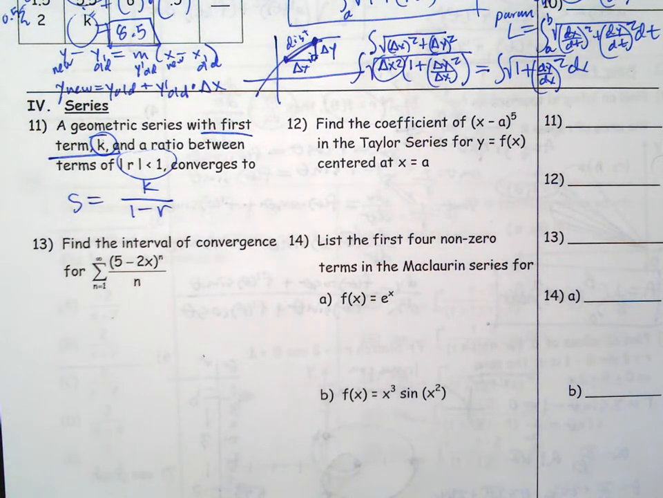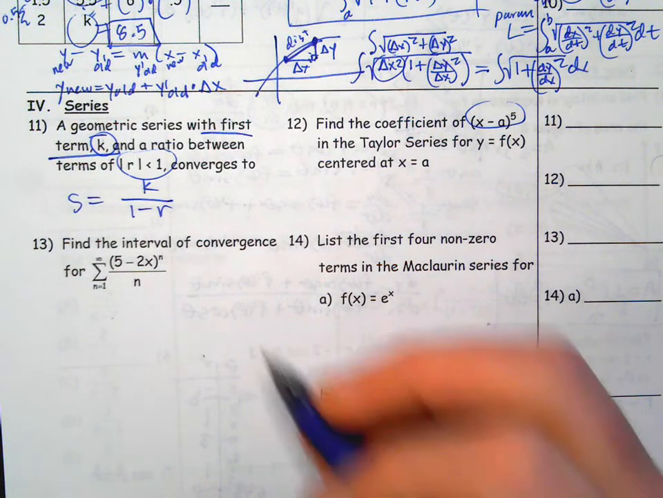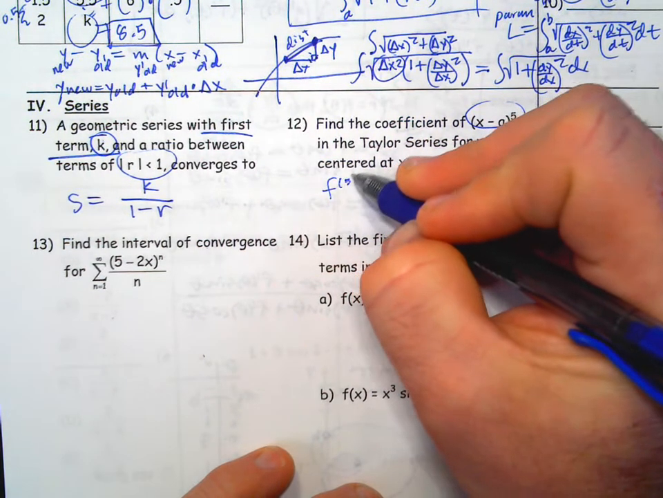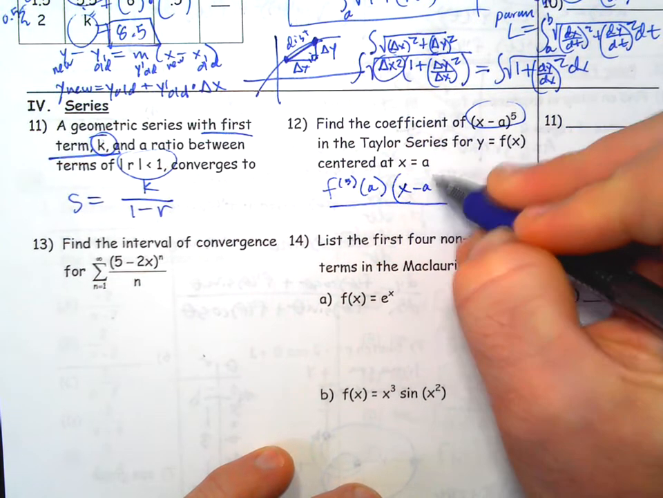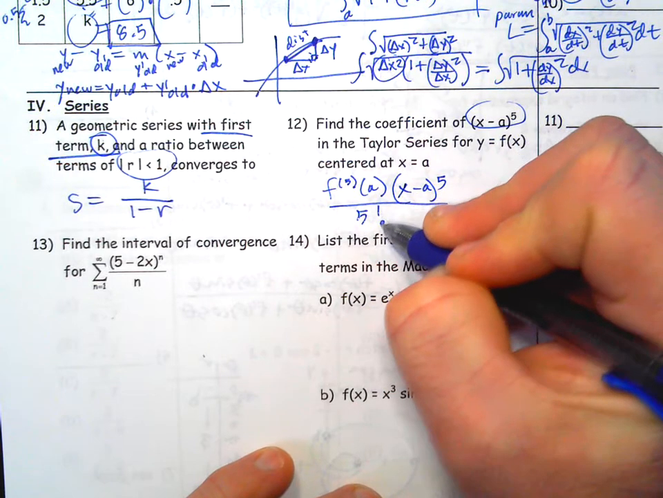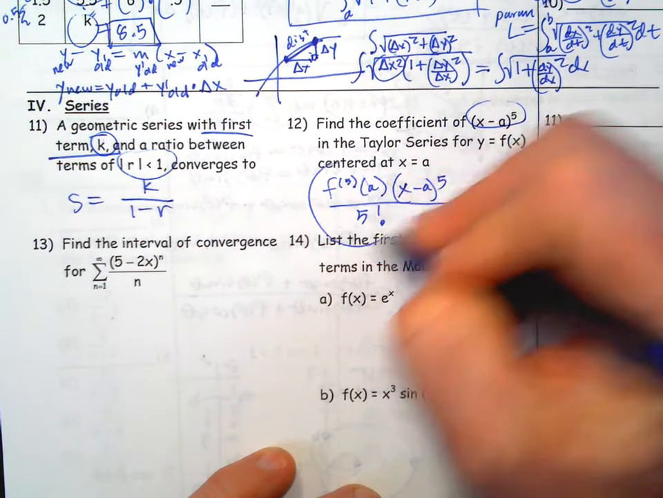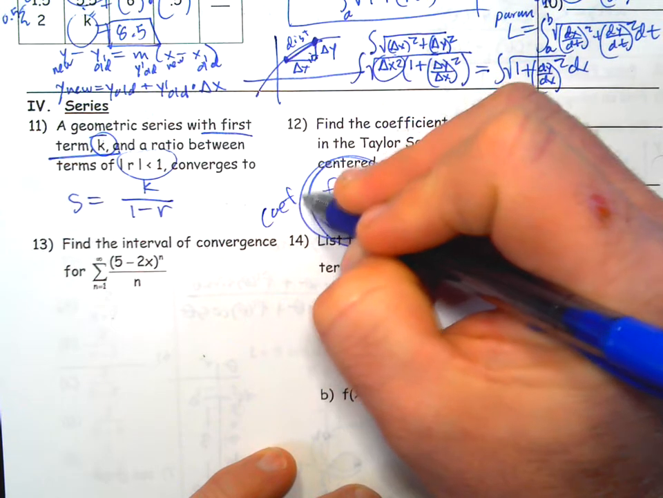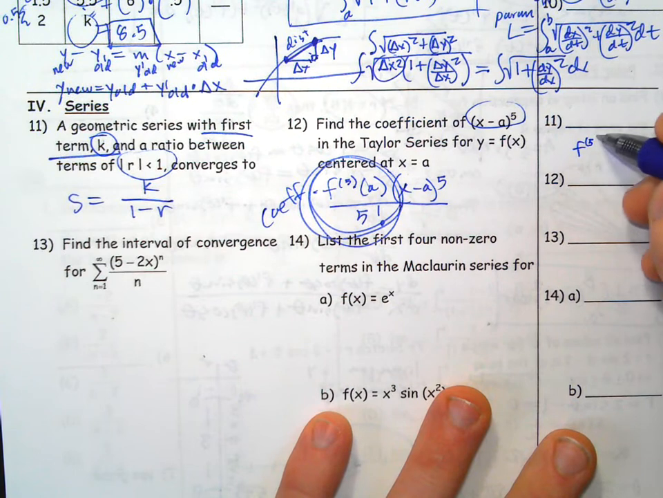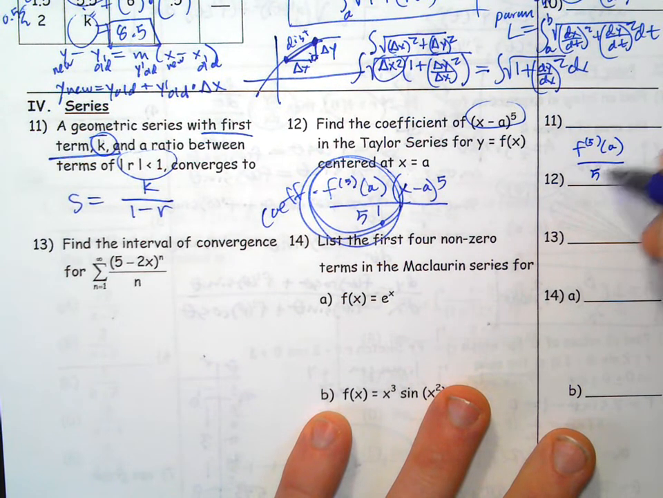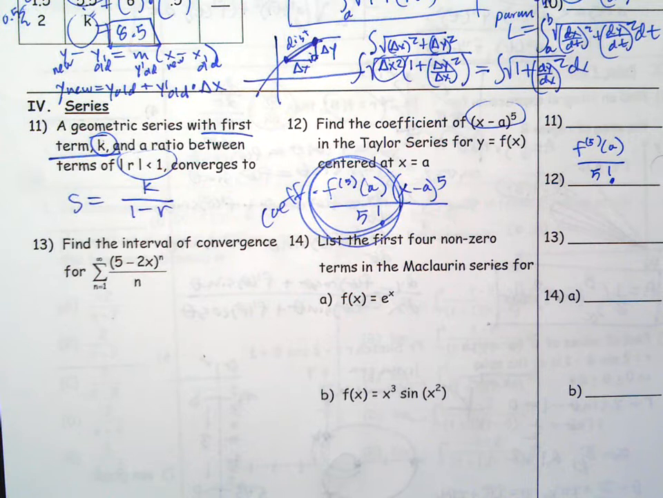12, the coefficient of x minus a to the fifth power of a Taylor series with y equals f of x centered at x equals a is what? It's the fifth derivative value at the center, right? Over 5 factorial. That's how we find each term in a Taylor series. This is the coefficient, just that. But you need the 5 factorial, that's part of the coefficient. Do not include the x minus a to the fifth power. That's not part of the coefficient.